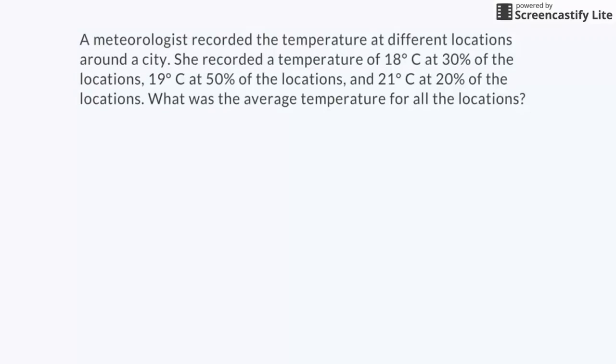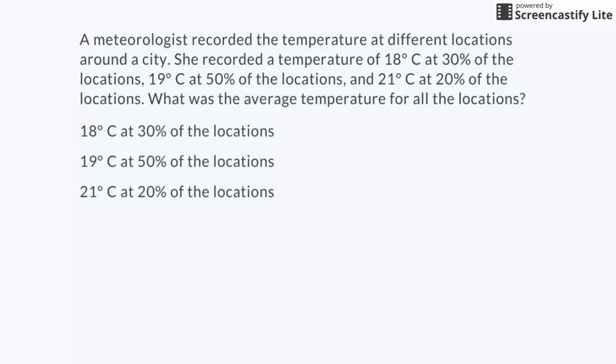She recorded a temperature of 18 degrees Celsius at 30% of the locations, 19 degrees Celsius at 50% of the locations, and 21 degrees Celsius at 20% of the locations. What was the average temperature for all the locations? This looks like a problem involving a weighted average, since 19 degrees Celsius occurs in a greater number of locations than the other temperatures.